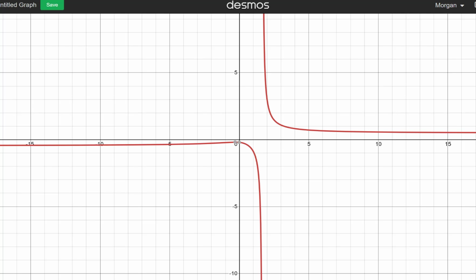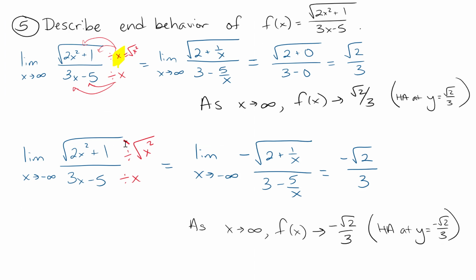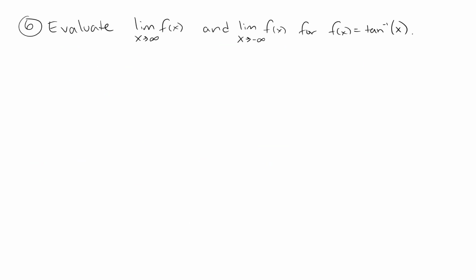But I really wanted to illustrate the fact that some functions do have 2 different horizontal asymptotes. And algebraically, the reason we were able to correctly calculate that is because we thought through the process, making sure that that negative sign right here got accounted for.